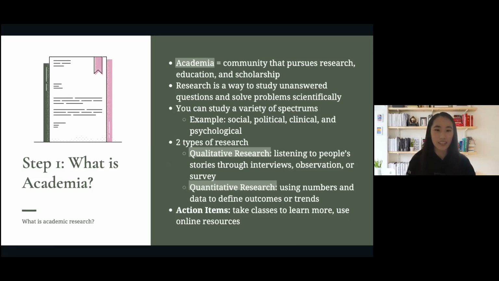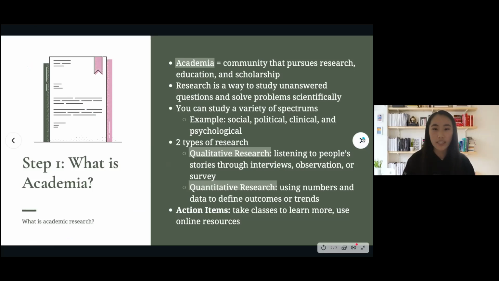So the School of Social Sciences as well. And there's a lot of different things that we're able to study. Because we're within the School of Social Sciences, of course, it will revolve around social, political, clinical, and psychological topics, but there are also many other things that you can study. For example, I am part of a research lab in the School of Biological Sciences, and there I study brain anatomy.